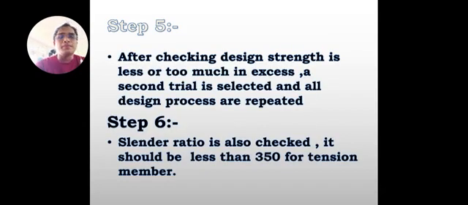Then step 5. After checking, if the design strength is less or too much in excess, a second trial is selected and all design processes are repeated. And step 6, the slenderness ratio is also checked. It should be less than 350 for a tension member.